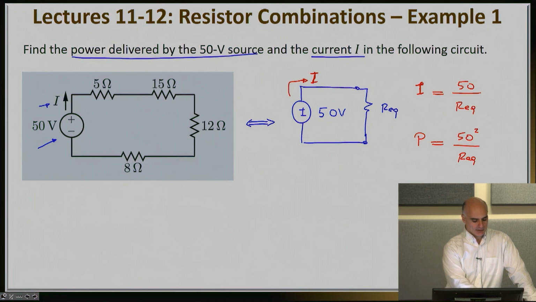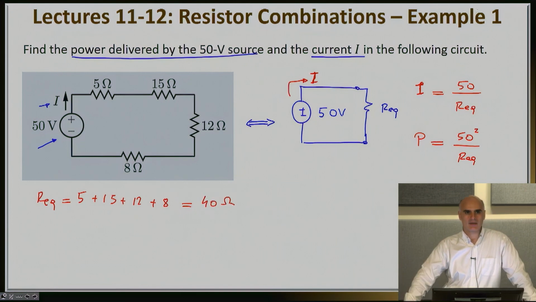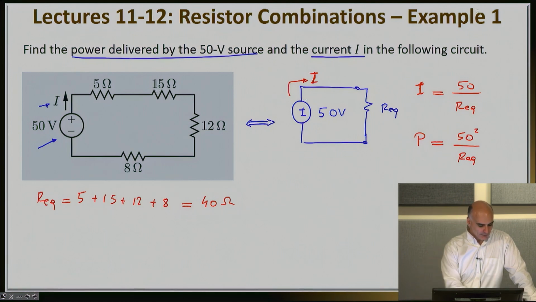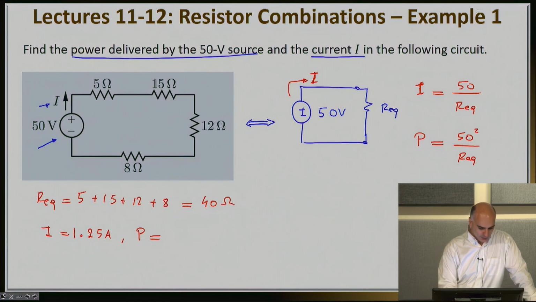Indeed, this is something quite easy to do. Just by applying the equation we have, I can write that Req is 5 plus 15 plus 12 plus 8, and this will be equal to 40 ohms. And therefore, since I have my Req equal to 40 ohms, I can do the math, and I will find out that my current I will be equal to 1.25 amps, and the power that the source is delivering will be equal to 62.5 watts.